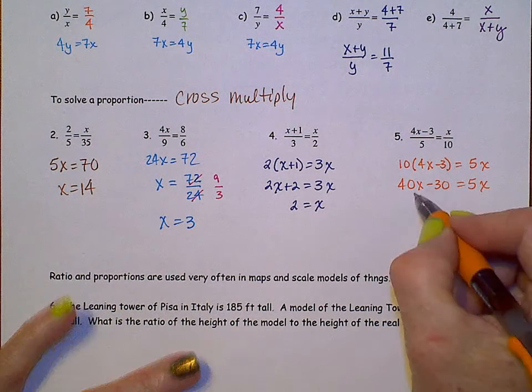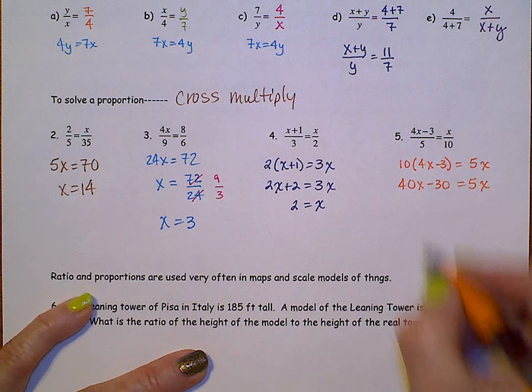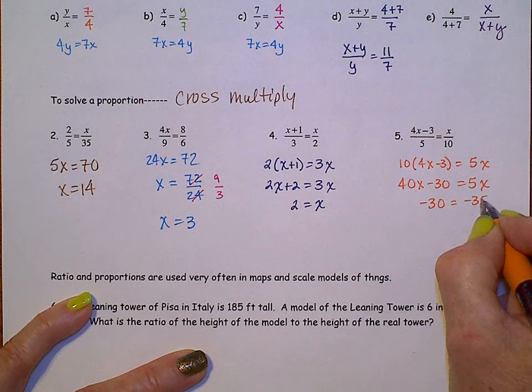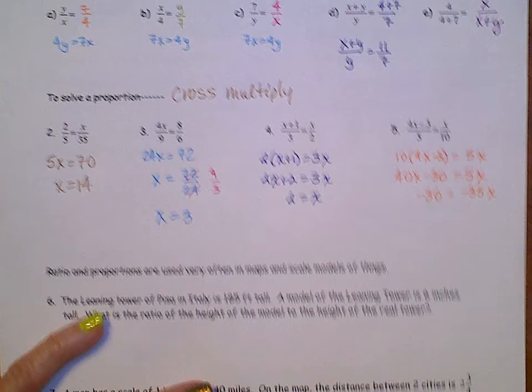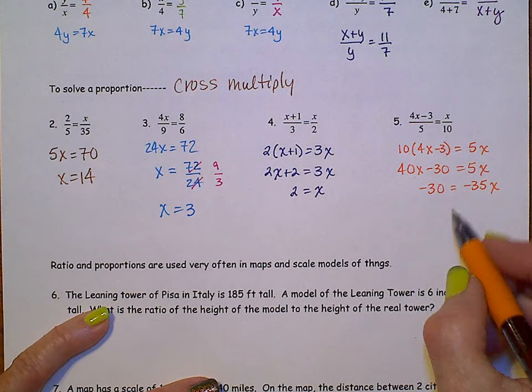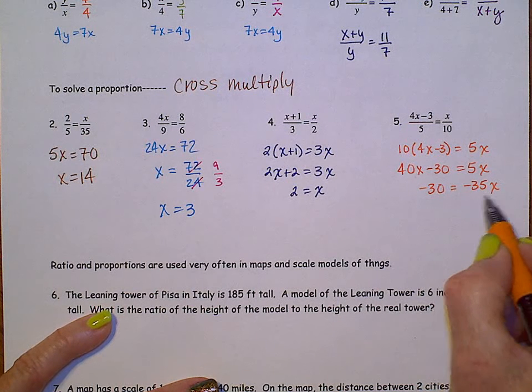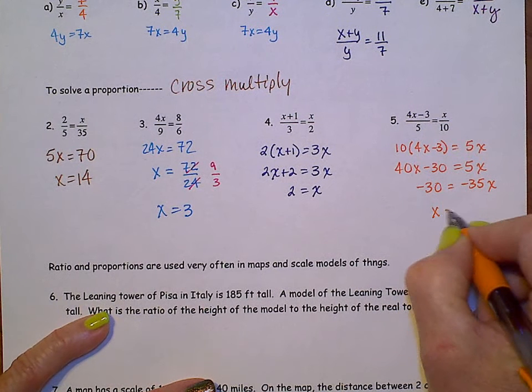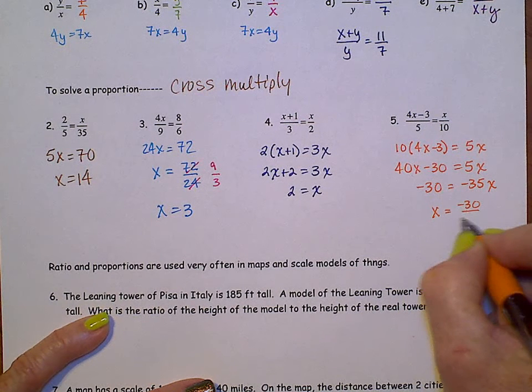I'm going to subtract the 40x from both sides. That'll give us negative 30 is negative 35x. Again, you don't need a calculator for this. Just divide both sides by negative 35 and write the fraction. So x is negative 30 divided by negative 35.